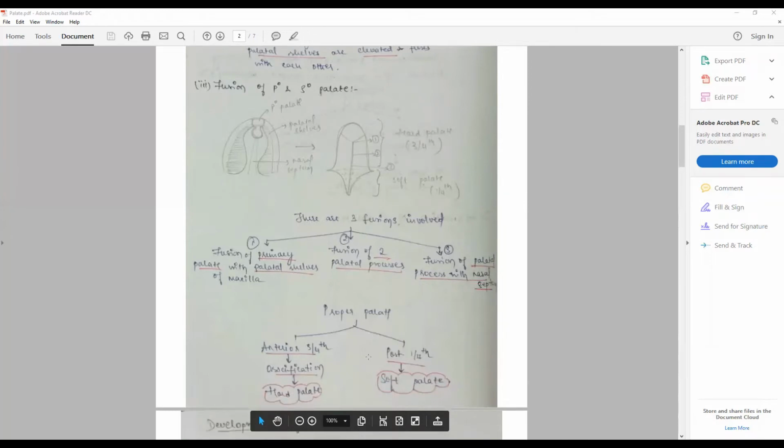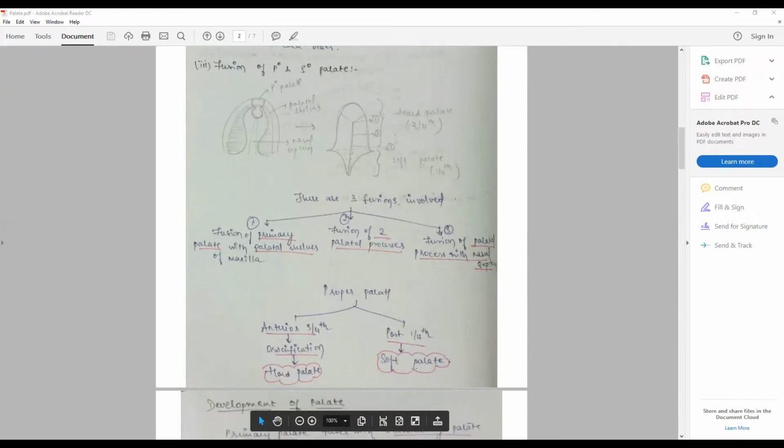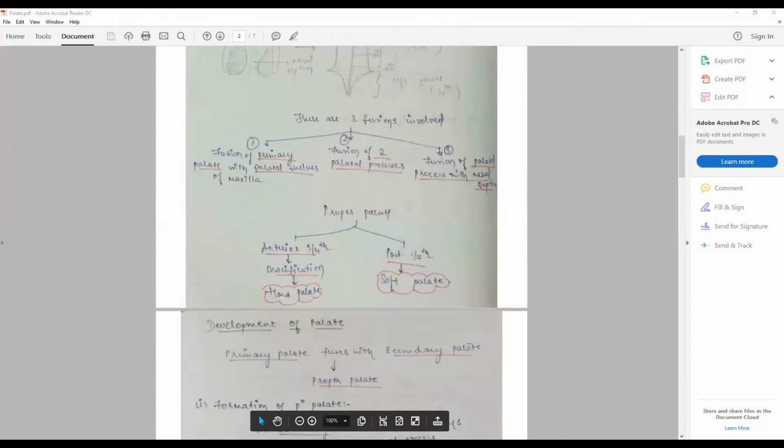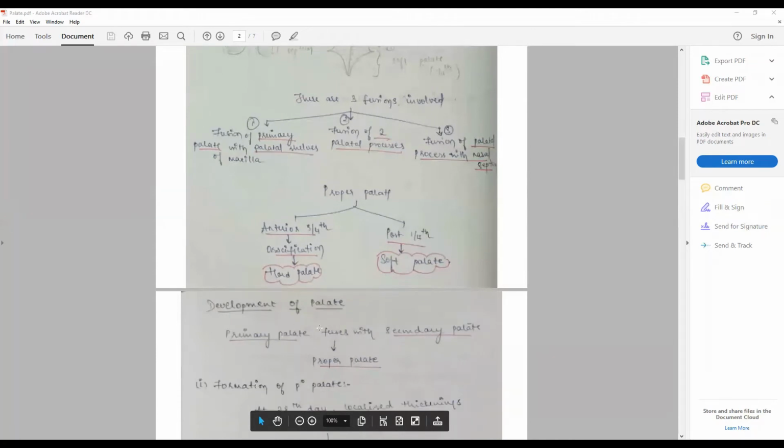The proper palate is formed by the anterior 3/4 ossification, which forms the hard palate, and the posterior 1/4, which forms the soft palate. Development of palate occurs with the fusion of the primary palate with the secondary palate to form the proper palate.